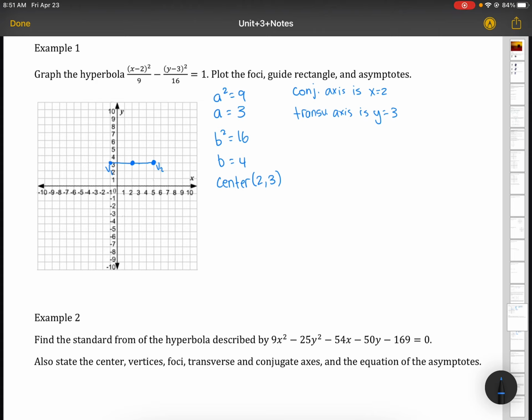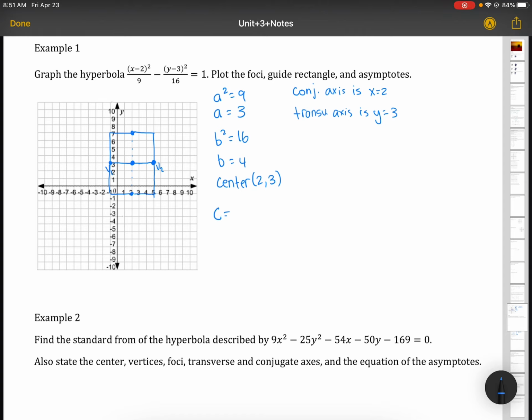So to get the rectangle from the center, we need to use our b value to go up 4. So we're going to go up 1, 2, 3, 4, and go down 1, 2, 3, 4. So now we have this nice rectangle that is going to help us draw our hyperbola. And from here, all we need to know is our focus. Even though they're not going to help us draw the graph, we can plot the foci as well.